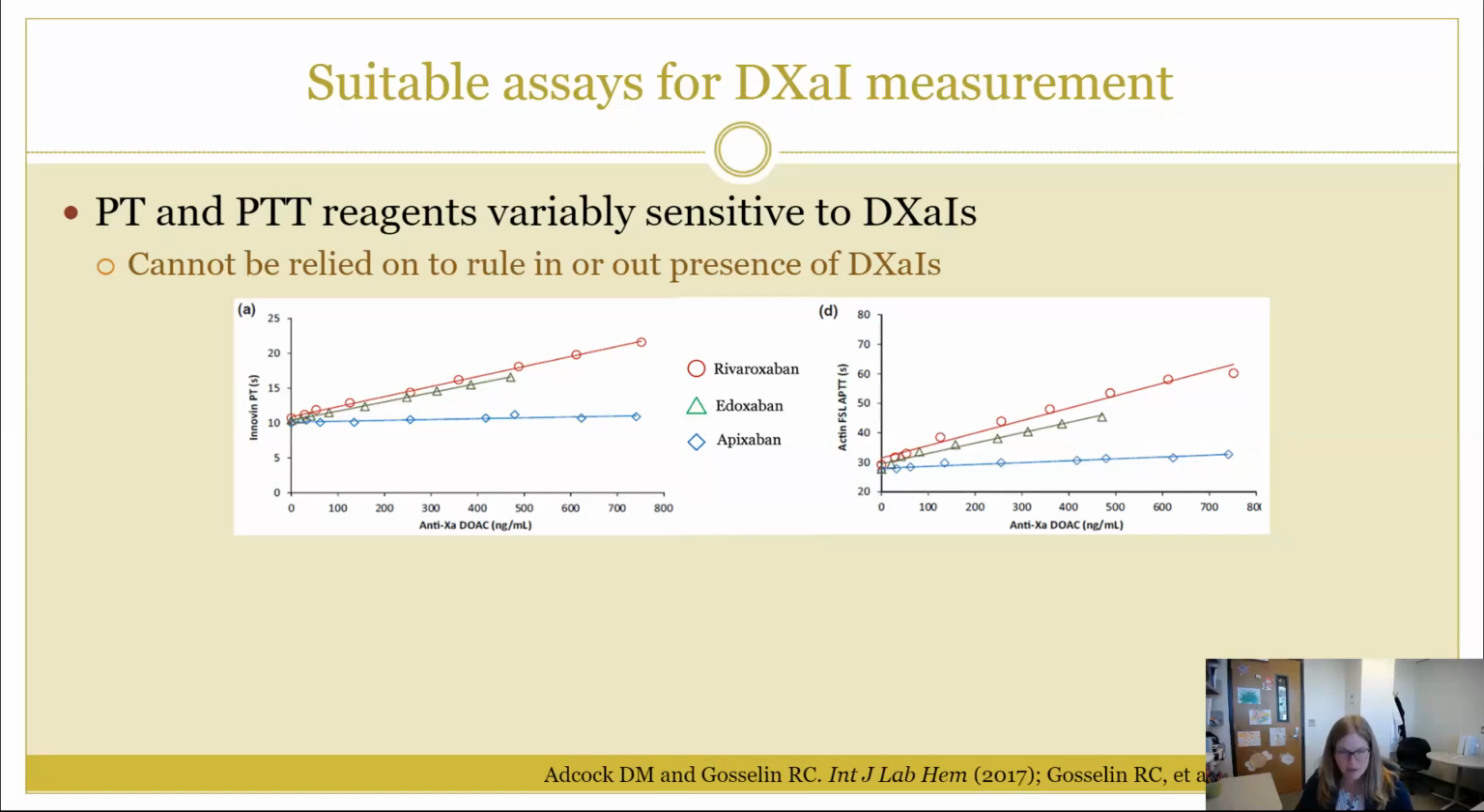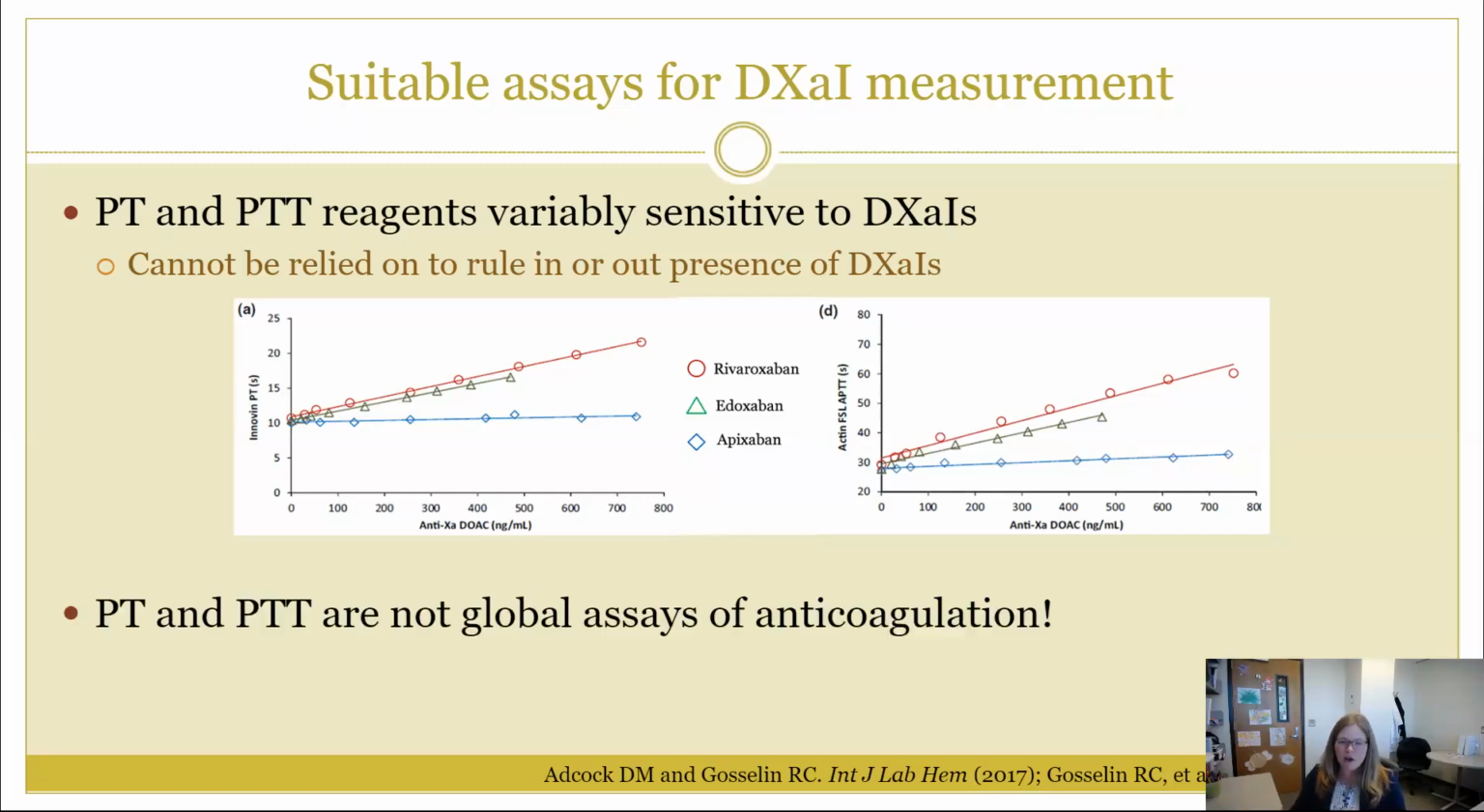But apixaban, shown in blue, is a flat line, meaning that you could have a lot of apixaban in a sample and your PT and your PTT would be normal. Or you could have an abnormal PT and a PTT and it wouldn't be due to the presence of these oral anticoagulants. So important to remember that PT and PTT are not global assays of anticoagulation. You can have significant concentrations of direct Xa inhibitors in your samples and have normal PT and PTT results.